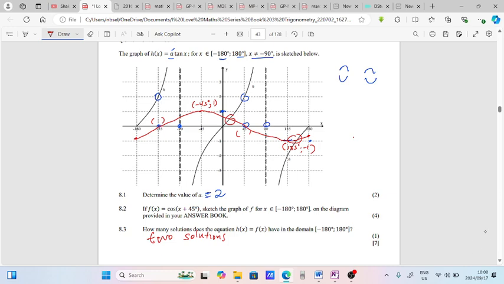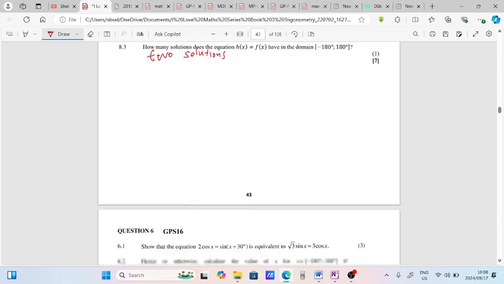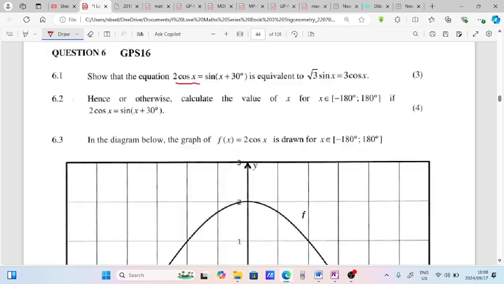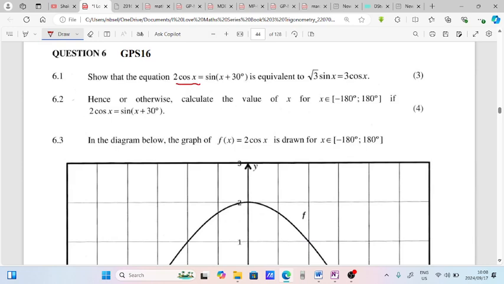I think now you can see the light again. Now let's see here. They are saying show that the equation 2 cos x equals sine of x plus 30 degrees is equivalent to square root of 3 sine x equals 3 cos x. Let's zoom that. Now, what do you do here?